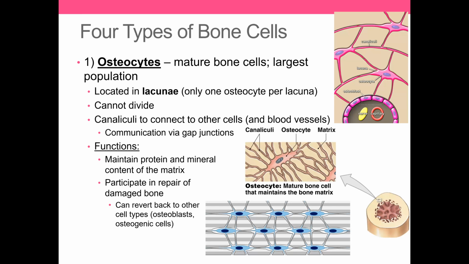Also, if a bone is damaged, the osteocytes can revert back to other cell types, so they can become cells called osteoblasts or osteogenic cells, which will then help to repair the damaged bone.